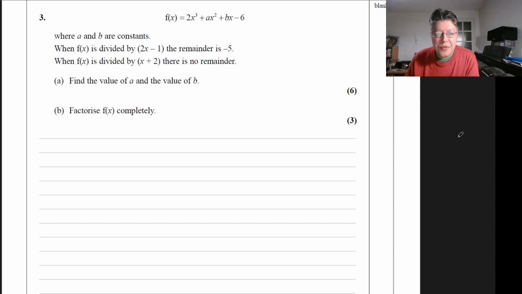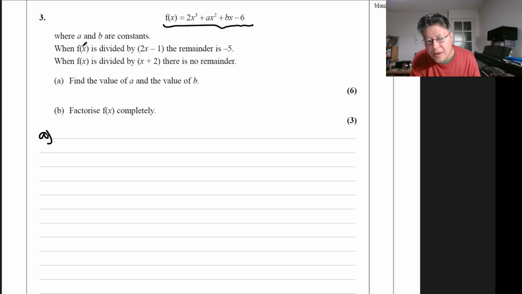Okay, question number 3. We're given a function f of x equals 2x cubed plus ax squared plus bx minus 6, and we need to work out a and b. So this question is going to involve the factor and remainder theorem, and also for part B, polynomial division. So part A, we need to work out a and b, so we can use the information given.